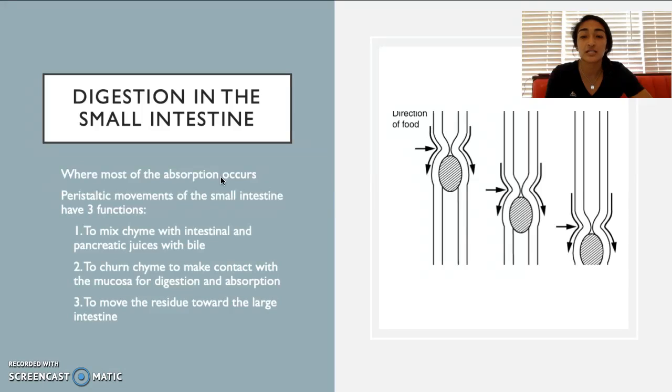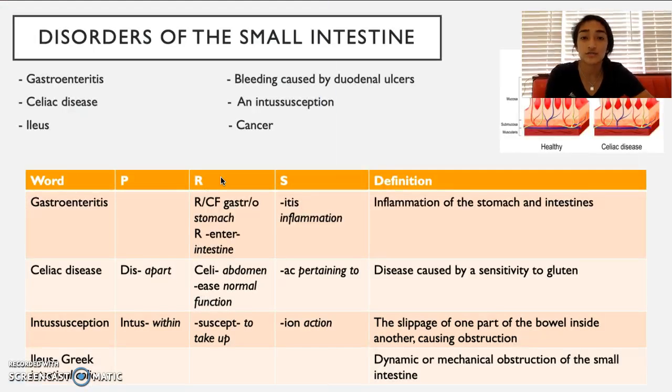Peristaltic movements of the small intestine have 3 functions: to mix chyme with intestinal and pancreatic juices with bile, to churn chyme to make contact with the mucosa for digestion and absorption, to move the residue toward the large intestine. Some disorders of the small intestine include gastroenteritis, celiac disease, ileus, bleeding caused by duodenal ulcers, and intussusception and cancer.